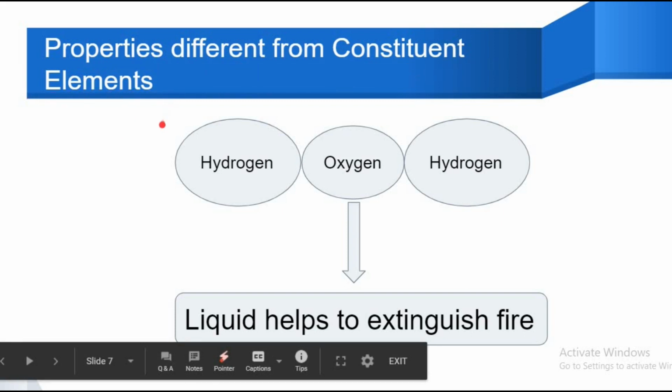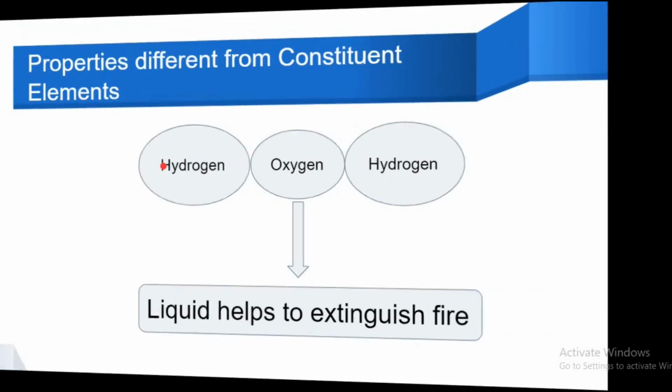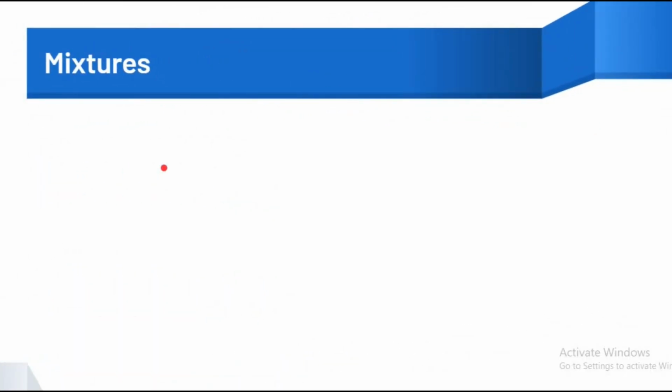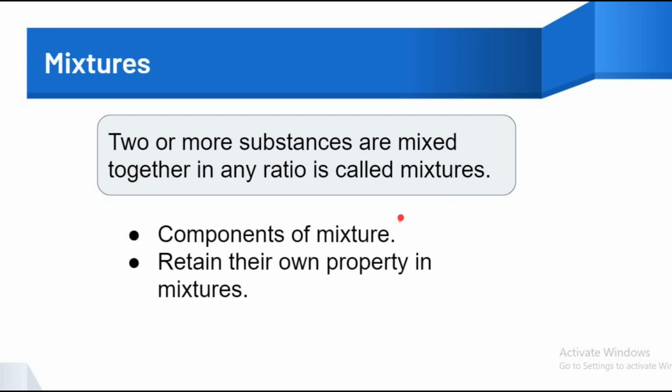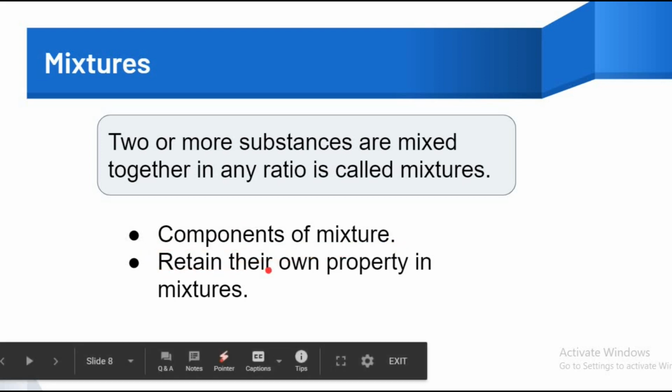You all know when two or more elements combine chemically in a fixed ratio, it is known as a compound. If two or more substances are mixed together in any ratio, then it is known as a mixture. Different substances in the mixture are known as components of the mixture. The components of a mixture retain their properties in the mixture.